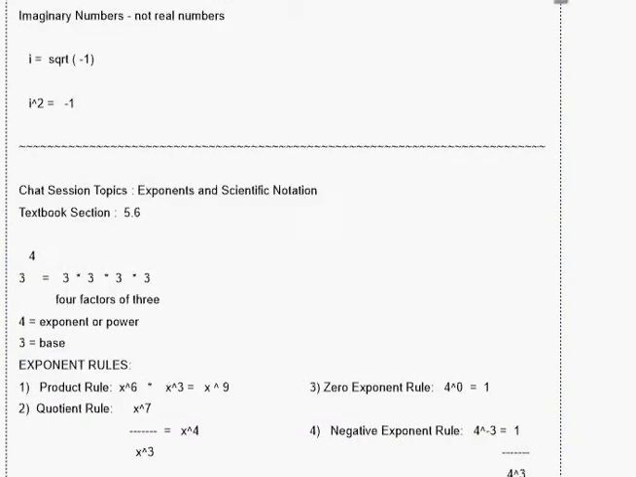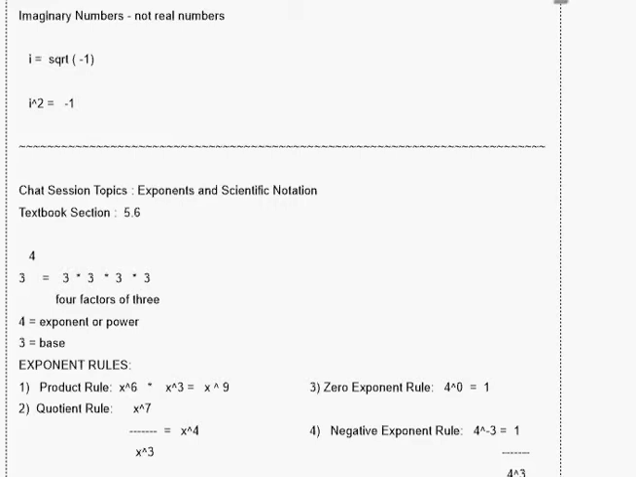Imaginary numbers are not real numbers. i is equal to the square root of -1, and i squared by definition is equal to -1. Next set of topics, exponents and scientific notation. This is textbook section 5.6.